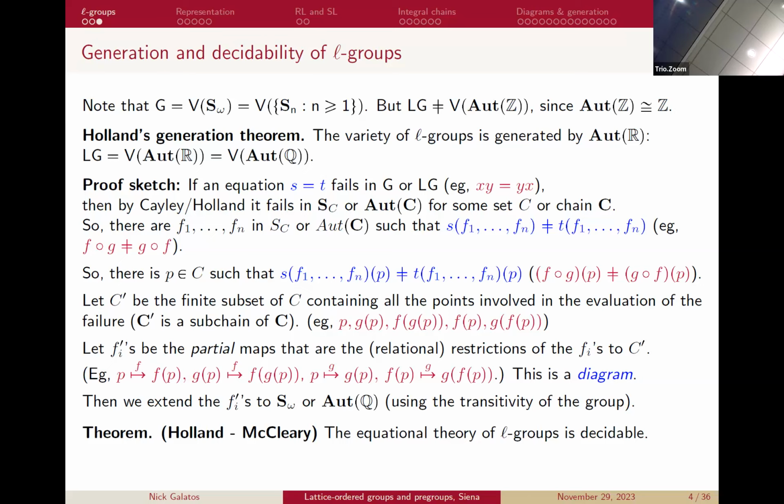Holland and McCleary used this fact together with this idea of diagrams to prove that the equational theory of L groups is decidable. Because now, if you give me an equation and it fails, it will produce a failing diagram. And if I have a failing diagram, I can get a failure in f of q. So all I have to do is check all possible diagrams to see if any of them fail.